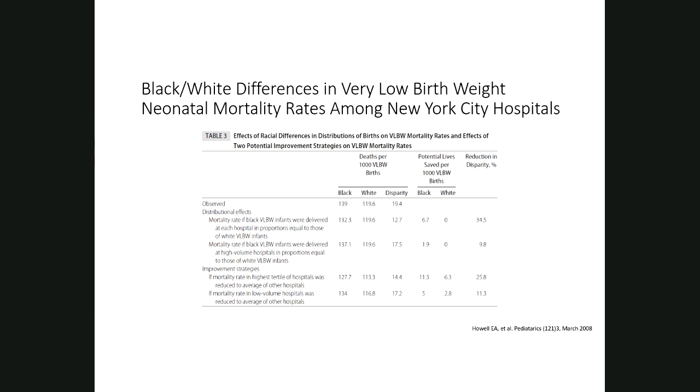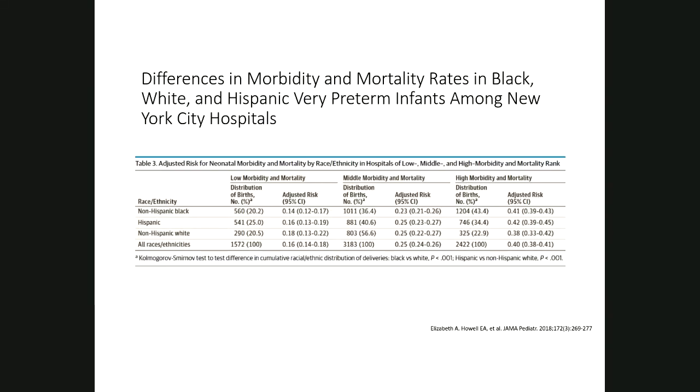So they pushed this study a little bit further and they said, what if we redistributed everything so that all babies, Black and white babies, were born proportionally at the different levels of hospitals and got the same level of care? What they determined is if you did that in equal proportions, you would reduce racial disparity by almost 35%. Here's why I showed that study.